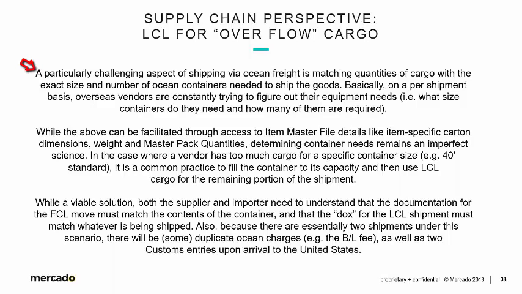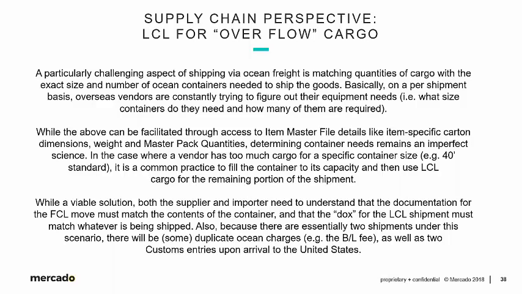A particularly challenging aspect of shipping via ocean freight is matching quantities of cargo with the exact size and number of ocean containers needed to ship the goods. Basically, on a per shipment basis, overseas vendors are constantly trying to figure out their equipment needs, which is to say, what size containers do they need and how many of them are required. While the above can be facilitated through access to item master file details like item-specific carton dimensions, weight, and master pack quantities, determining container needs remains an imperfect science. We're talking about cubing out a container here, basically.